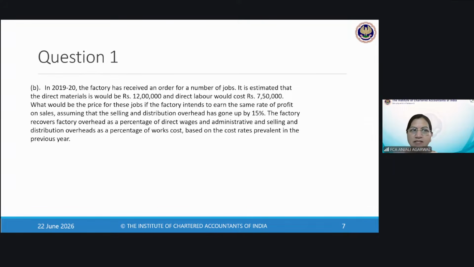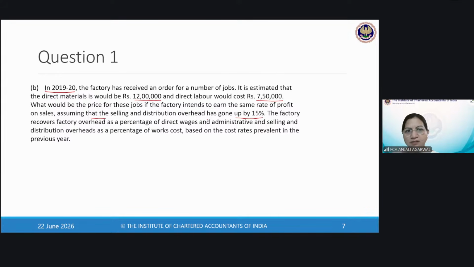Now, what is asked in part B? It said that in 2019-20, the factory has received an order for a number of jobs, and it is estimated that direct material would be 12 lakh rupees. Direct labor cost would be 7,50,000. What price would you want to charge for these jobs if the factory intends to earn the same rate of profit on sales? So whatever we had earned in the previous period, the same rate of profit we want in future, but there is a change, and the change is that the selling and distribution overheads have gone up by 15%.